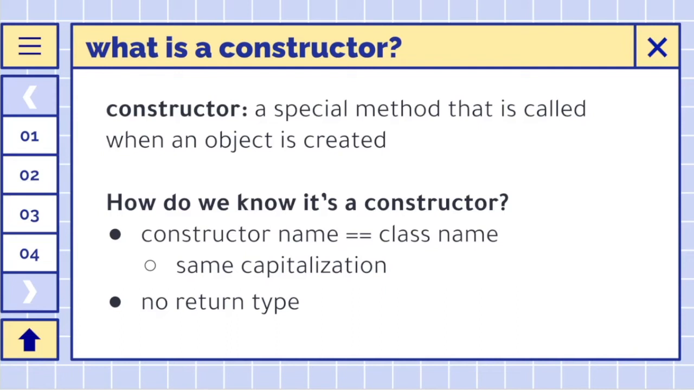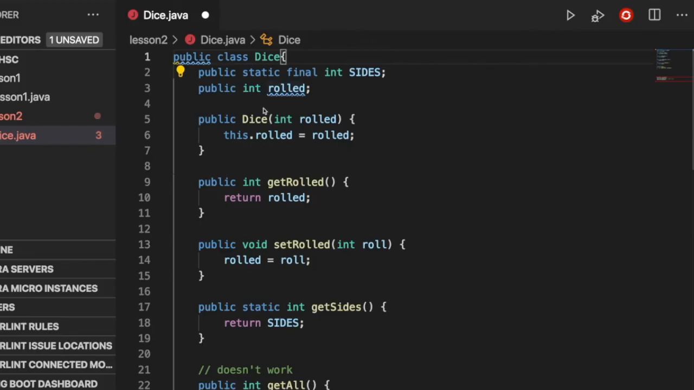So how do we know it's a constructor? Well, the name of the constructor should be the exact same as the class name. It has the same capitalization, same spelling, and there's no return type. So if we go back to our Dice class, then we'll see that this is a constructor.